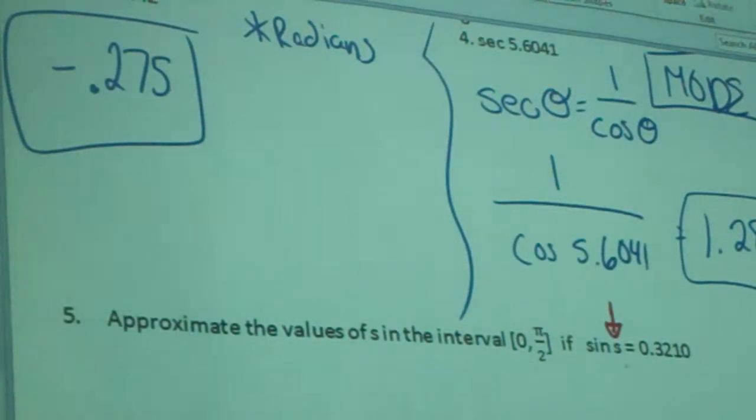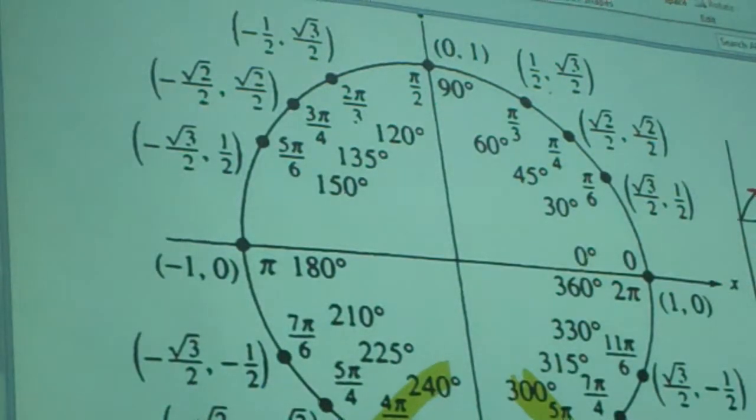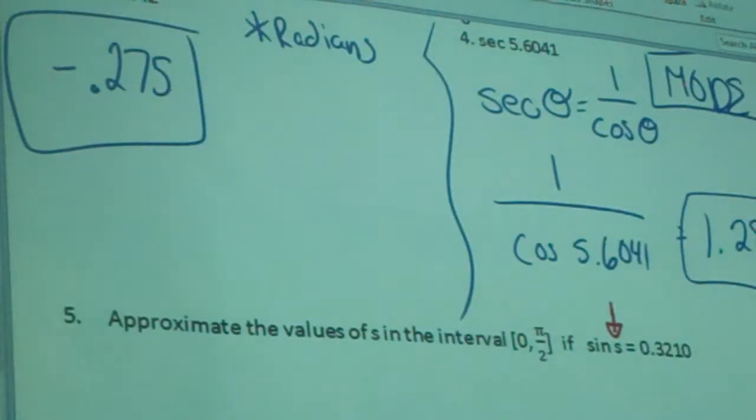Because in your unit circle, we have halves, square root of 2 over 2 and square root of 3 over 2, on these sides for zeros and ones. So, again, do you see 0.3210 in your y values? Is angle S a common angle? No, it's not. This is where you're going to use your calculator again.